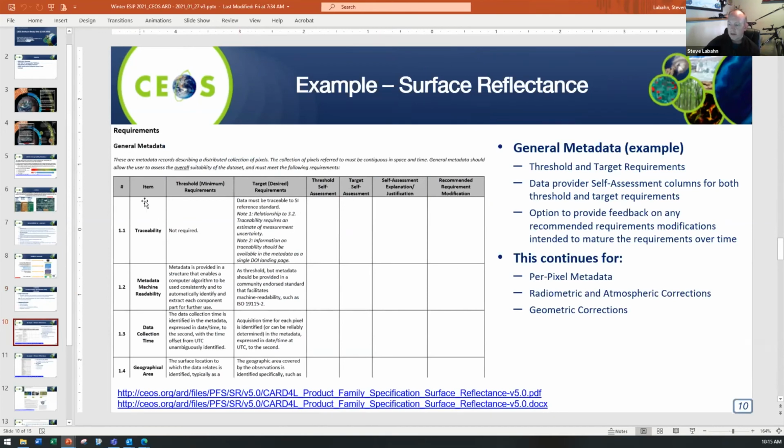This is the general metadata, and you can see some of the requirements here are on the rows. And in these columns are both the threshold and the target level requirements. And data providers actually do their self-assessment right against this same specification in these columns: threshold self-assessment, a target level self-assessment, and then the explanation justification for those two levels that the data provider is trying to achieve. And then we also want to continue to mature these specifications. So we've got a column here for feedback if there's something that could be enhanced or improved with the requirement itself. And we do an annual review of these specifications to improve them.